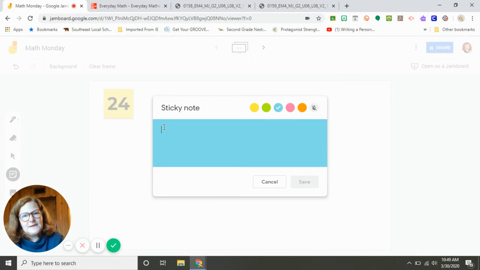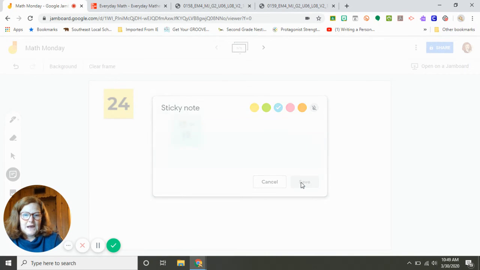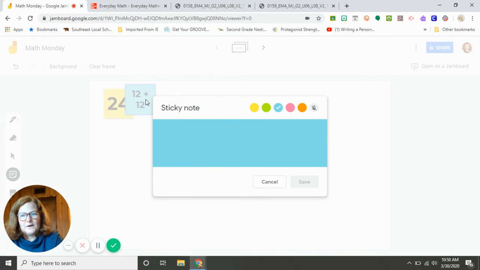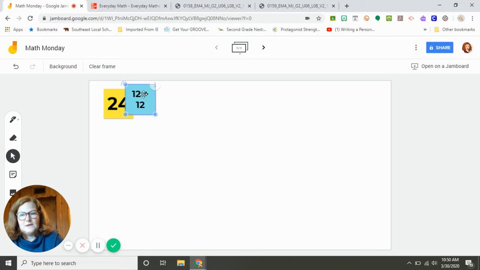So if I was going to say the answer was 24, I have to come up with a problem that's going to equal that answer. So we could start off with something easy. We could do 12 plus 12, and then we could have that as our problem. And then what would our answer be? Our answer would be 24.